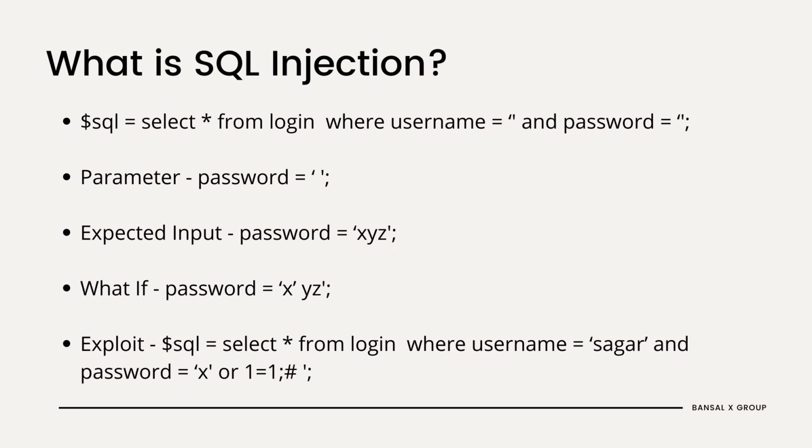Now, once I am able to do that, I can write an exploit like select star from login where username equals Sagar and the password equals X or 1 equals 1. So the system will check, okay, is there any user which is Sagar and is the password X? Or just check if 1 is equal to 1, which is always true. That is a tautology. 1 is always equal to 1, which means that the result will be true and it will return a true statement and I will be able to log in.